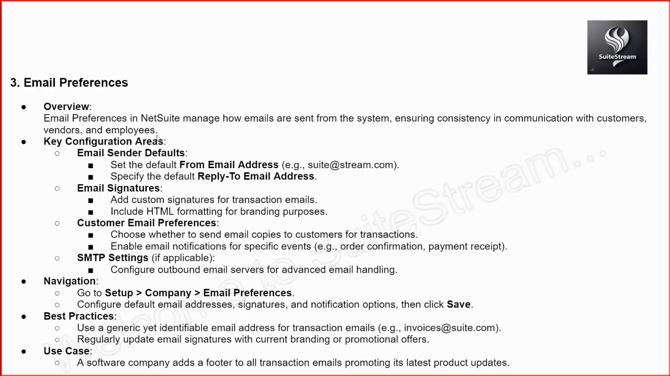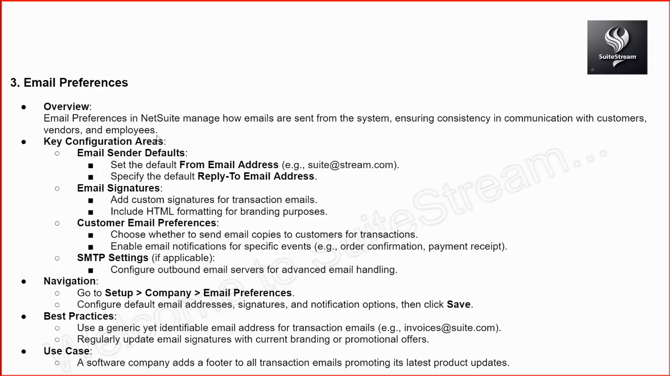Customer email preferences: choose whether to send email copies to customers for transactions. Enable email notification for specific events like order confirmation and payment receipt. If applicable, we can use SMTP settings to configure outbound email service for advanced email handling. That's the navigation: Setup, Company, Email Preferences, configure default email address, signature, notification options, and click Save.